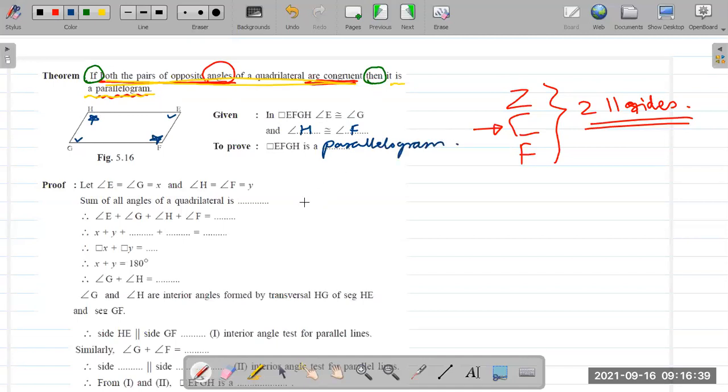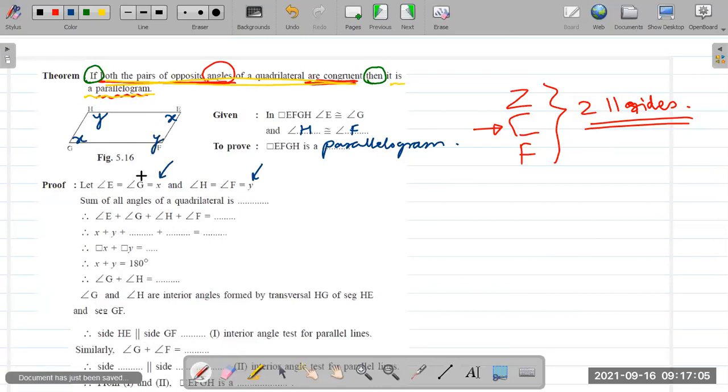We have to prove that this is a parallelogram. Now, how do we start the proof? The easiest way to prove it is by using variables X and Y. Let angle E and angle G, they are opposite angles and they are equal, so we start by setting them as X, and angle H and angle F as Y.